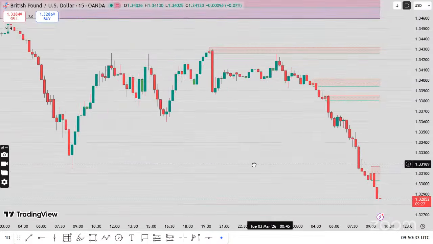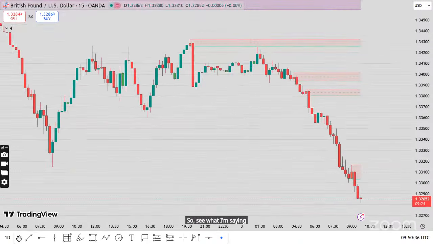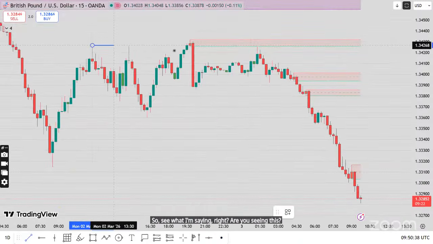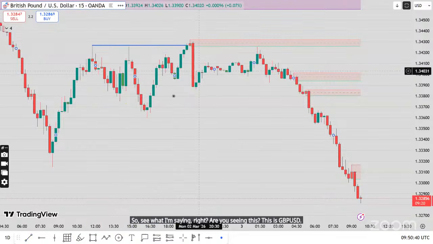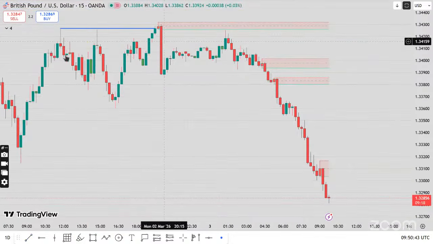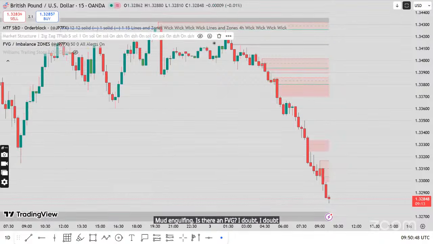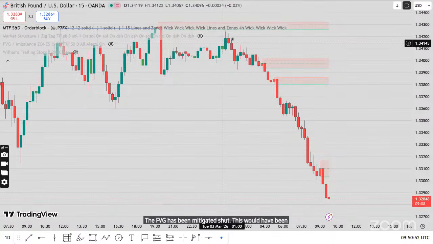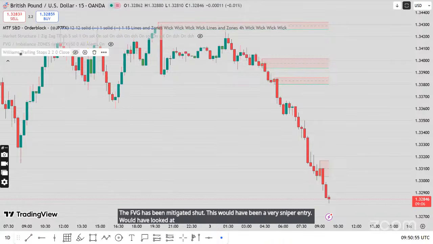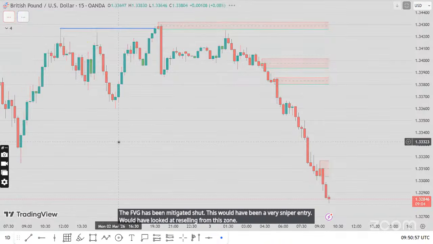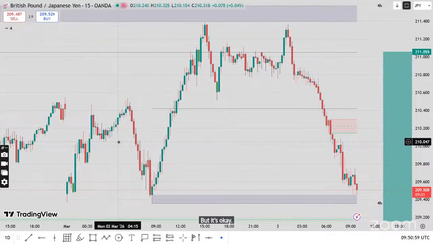Aha. So see what I'm saying, right? Are you seeing this? This is GBP USD. Mad engulfing. Is there an FVG? I doubt. The FVG has been mitigated. Shit. This would have been a very sniper entry. I would have looked at reselling from this zone. But it's okay. There will be more. There was no FVG in this one, so.